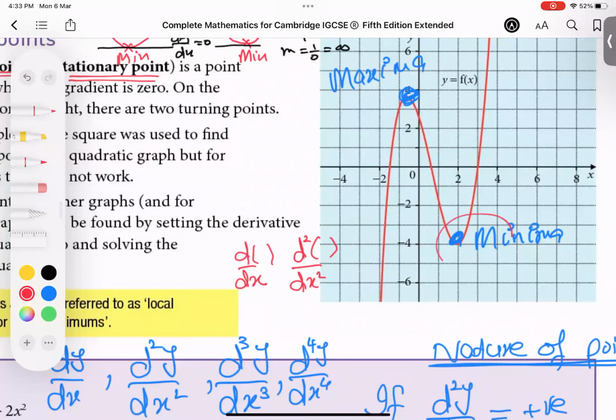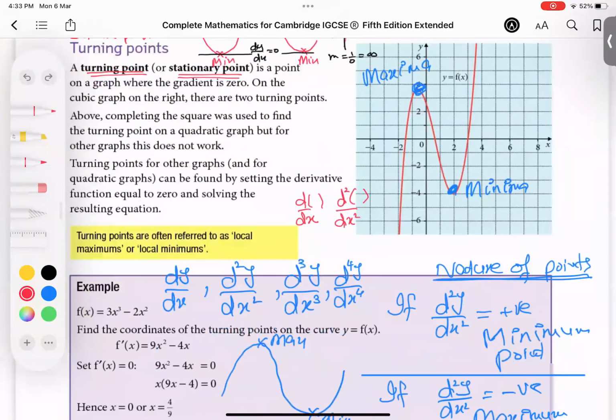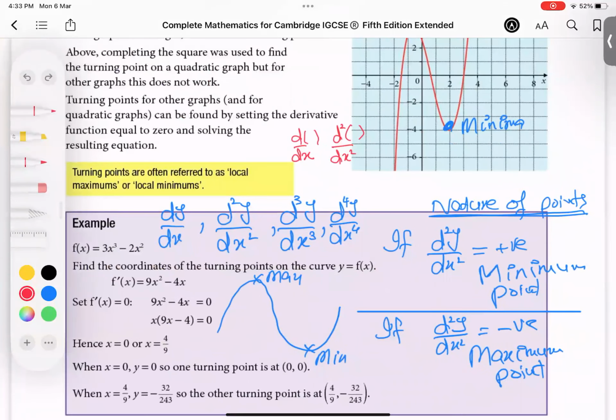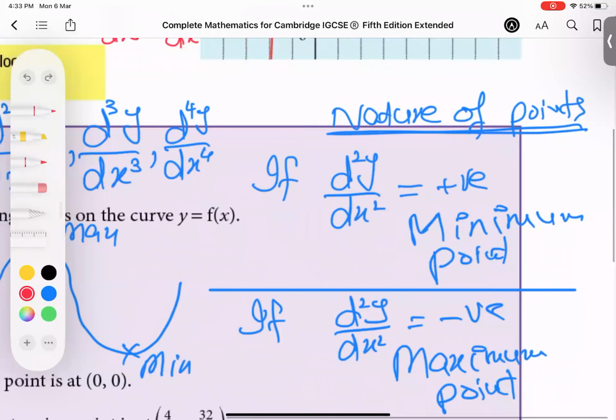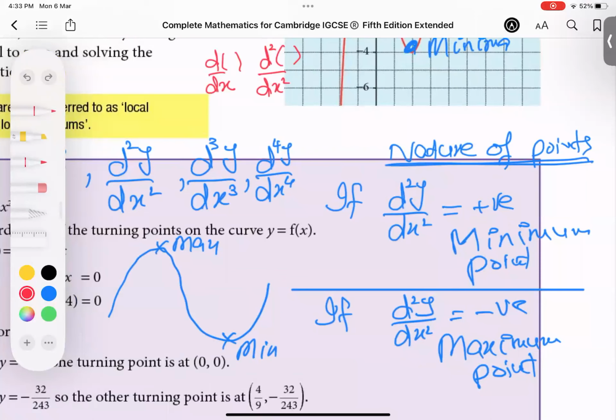Naturally, when a curve turns, there are two possibilities: either a point of minima or a point of maxima. But the question comes without a diagram. How will we understand? There is a simple technique. I will find the second differentiation, and I will plug the x value into the second derivative. I will show you.